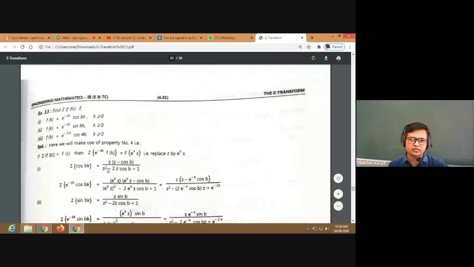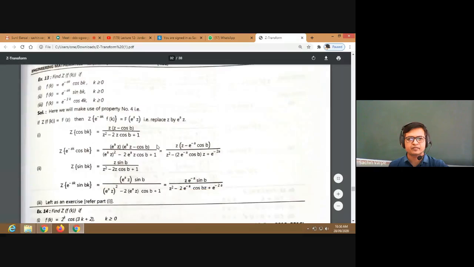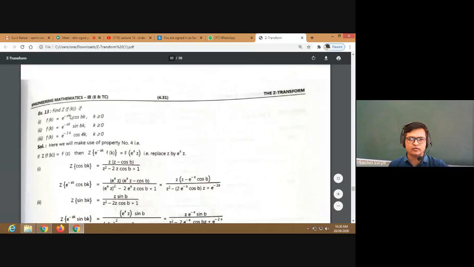I'm just looking for the different examples. Just like here, this is different. That is f of k is given to be e raised to minus ak cos bk for k non-negative. So how we can obtain the Z transform of this? Using the shifting properties, because we have discussed the shifting property, e raised to minus ak f of k kind of function, if we have, then how to obtain the Z transform of this.